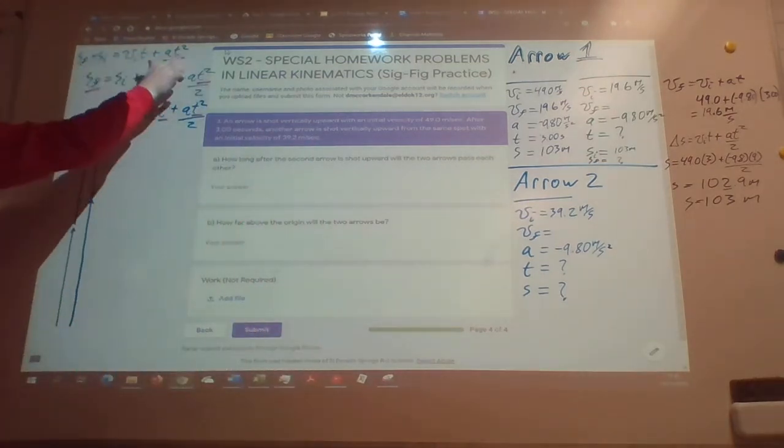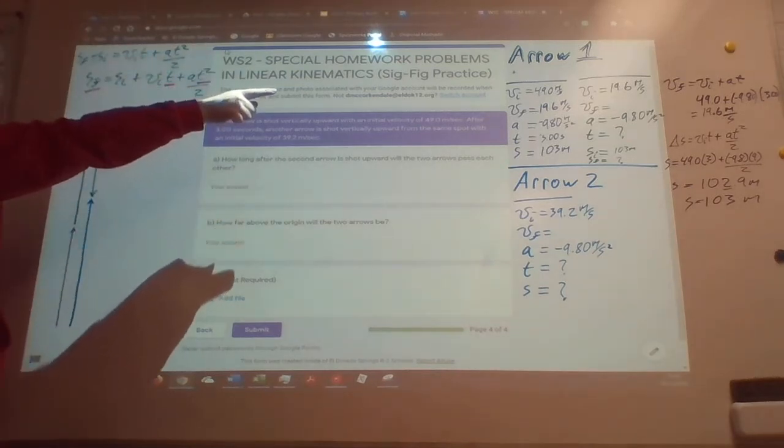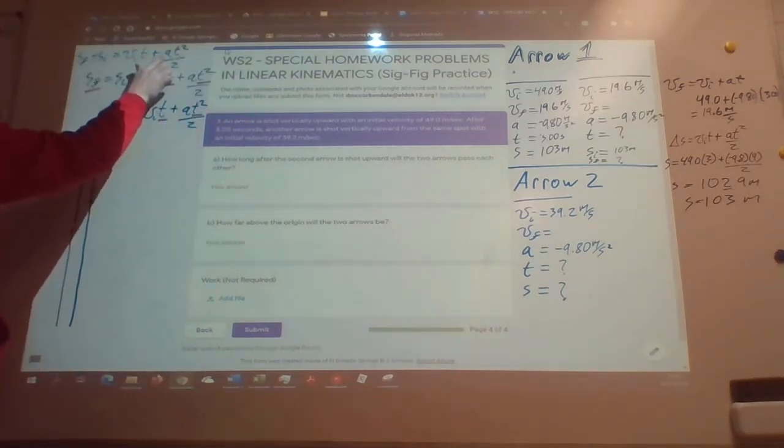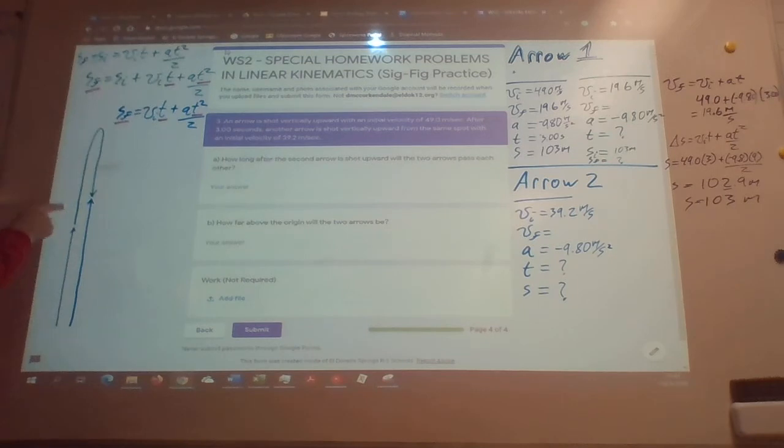So this is our initial equation for arrow 1. Delta S, so final height minus the initial height, is equal to the initial velocity. That is the velocity when the second arrow is fired, so VI from our green table over here, plus the acceleration, which is 9.8, times the time squared over 2, where T is the time from here to here, after the second arrow is fired until the 2 arrows meet.